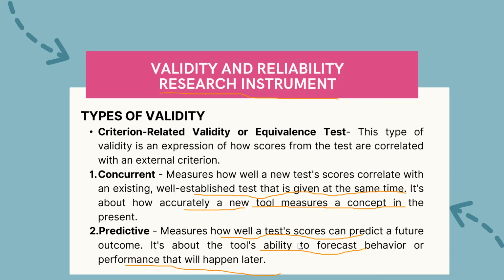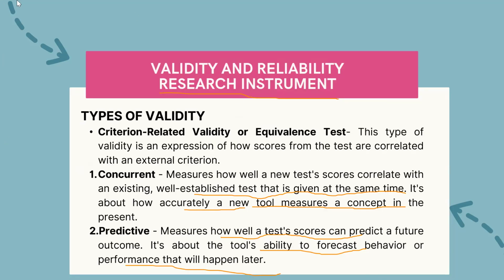Concurrent and predictive validity. And these two types of validity are crucial for demonstrating that an instrument's scores are meaningful and useful for their intended purpose. So it's very important to really measure the validity of the research instrument that you adapted, or if you are the ones who made that questionnaire, of course, we should ensure that we have these types of validity in our research instruments.